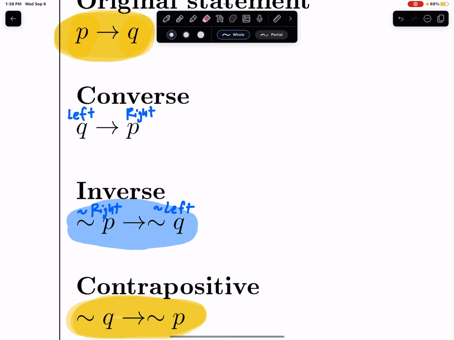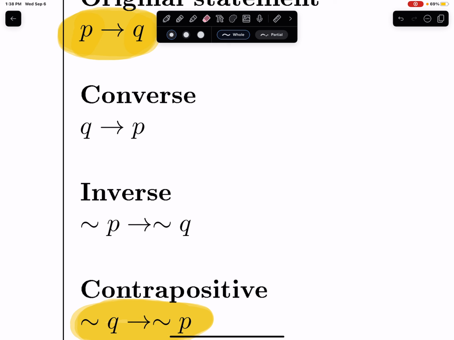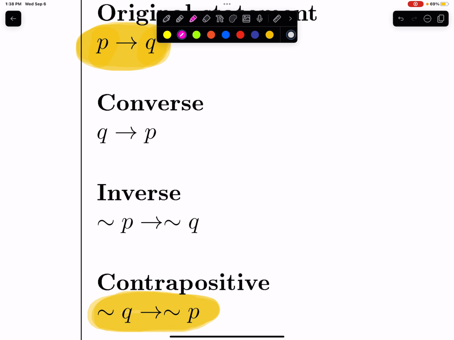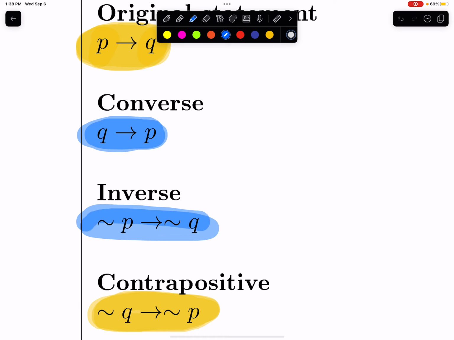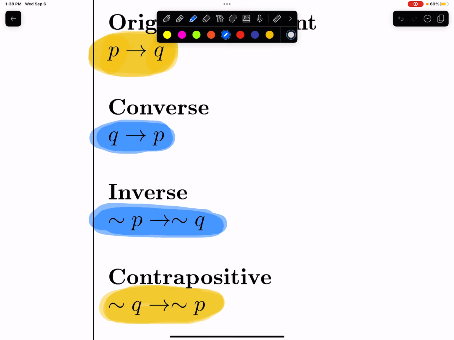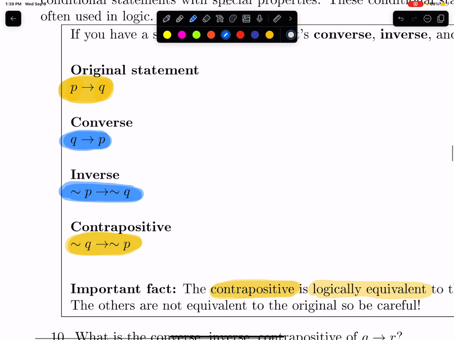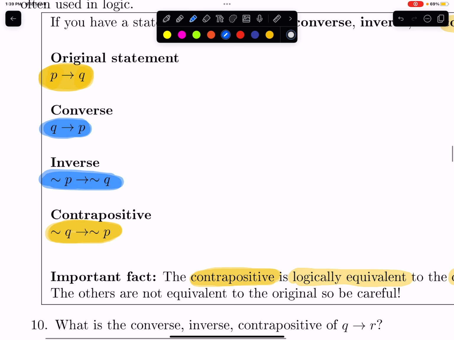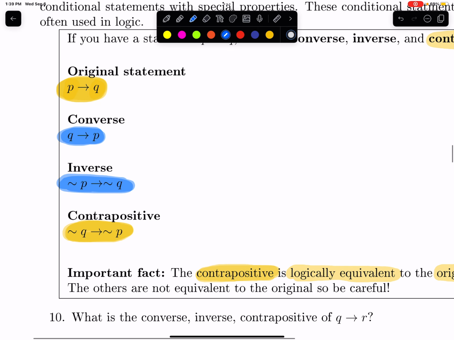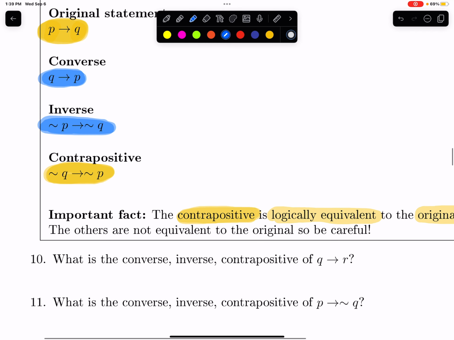So what does it all mean? It means that the converse and inverse are their own pair. They are logically equivalent to each other. But they are not logically equivalent to the original statement. So the yellows go together as equivalent, the blues go together as equivalent, but the yellow is not equivalent to the blue. The yellow statements are not equivalent to the blue.